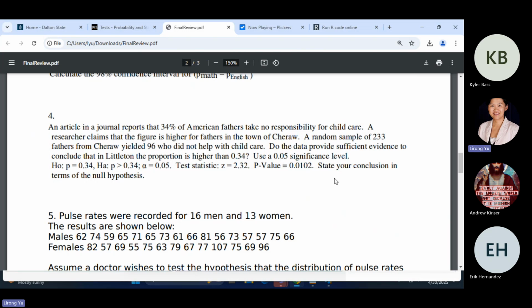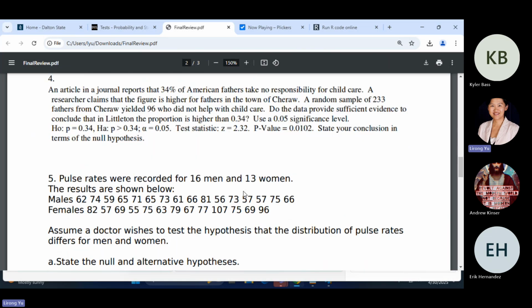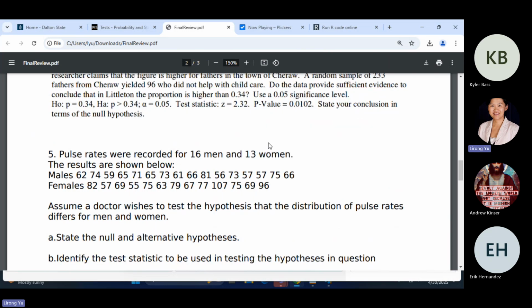So our conclusion will be we do have sufficient evidence to conclude that in Littleton, the proportion is higher than 3/4. When you state your conclusion, you repeat the question, in a negative or positive way, depending on your test result. In this question, it's significant, so it would be yes, the data did provide sufficient evidence for the conclusion. That's how we interpret the result. We could run the test procedure ourselves, but it's already done, so in this case we don't have to do it.